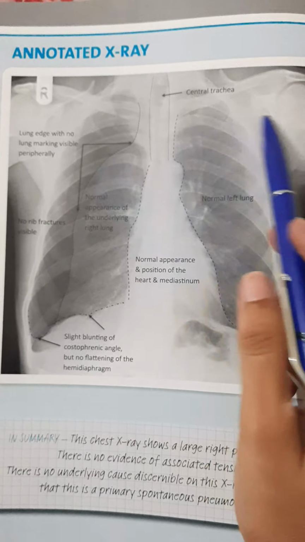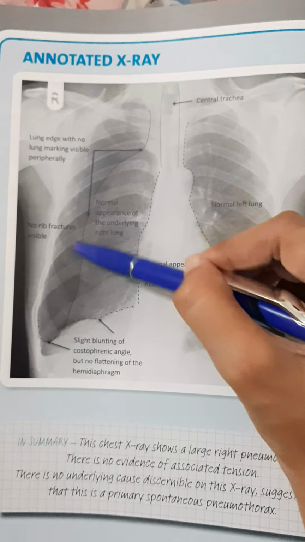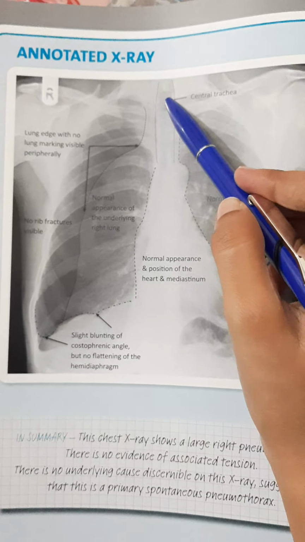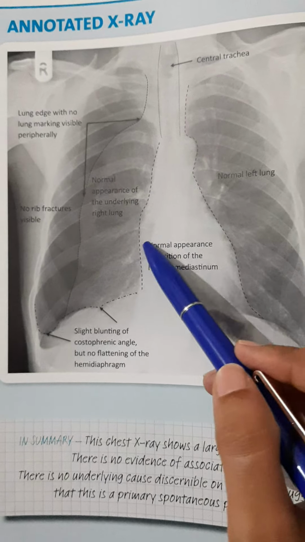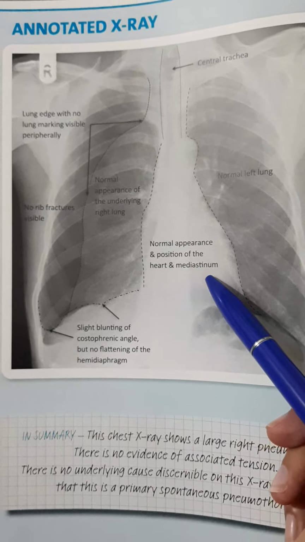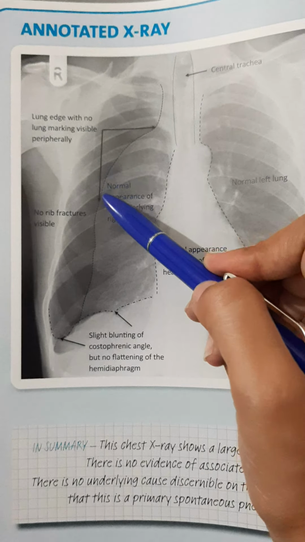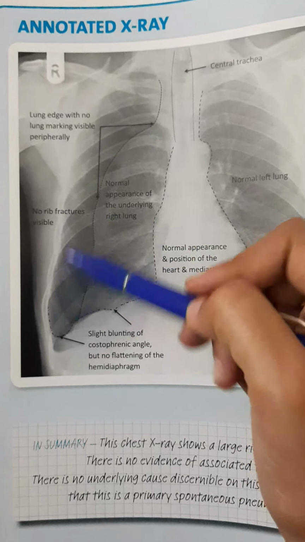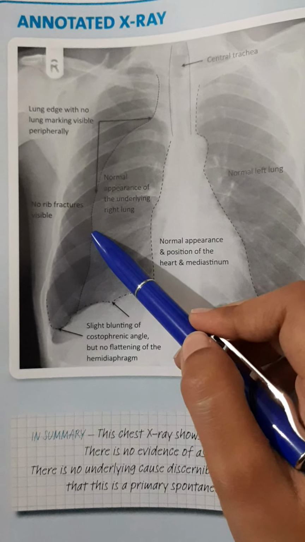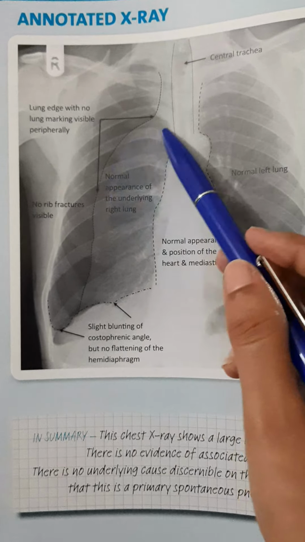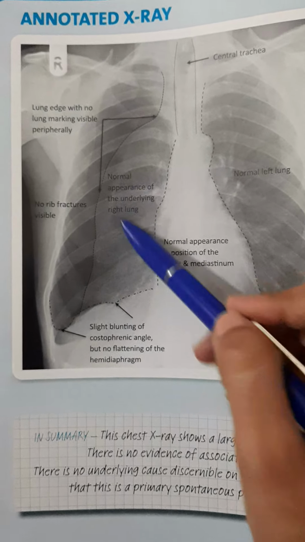Here is the same chest X-ray film with the highlighted interpretation. This is the central trachea. This is the normal left lung. Here is the normal appearance and position of the heart and mediastinum. And this is the lung edge with no lung marking visible peripherally. There is no lung marking beyond this edge. And inside of this lung edge, there is the normal appearance of the underlying right lung.